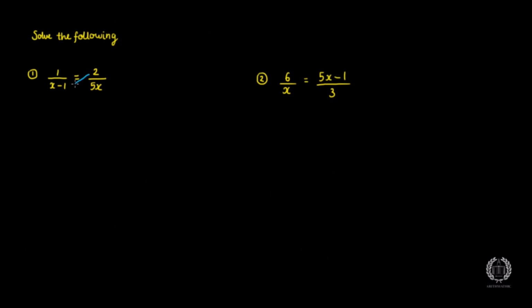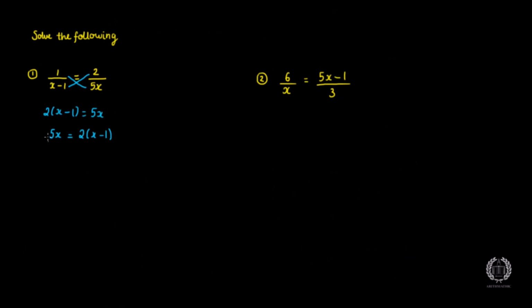Basically what I'm going to do is take this 2 and multiply by x minus 1, diagonally multiplying, cross multiplying. So we're going to have 2 bracket x minus 1, because we're timesing that 2 by this. The next thing we're going to do is cross multiply 5x by 1, and 5x times 1 is just 5x. You can also write this the other way, 5x is equal to 2 bracket x minus 1. It doesn't matter, it's the same thing.